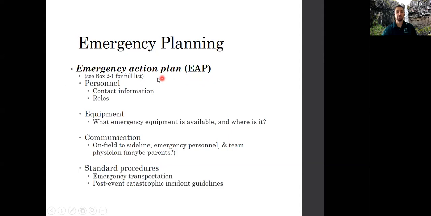So the emergency action plan, and you can go to box 2-1, chapter 2 in the textbook. So every person or a job title, because people kind of filter in and out of position. So if it's by position, everyone should know what their role is, right? And everyone's contact information should be listed.